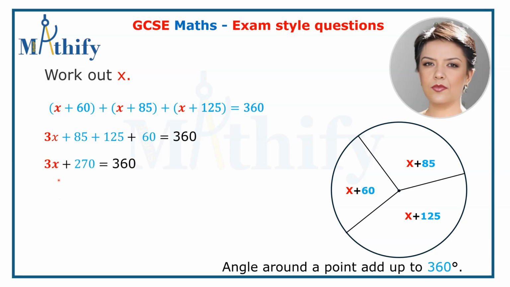We need to make x the subject, so we will move the plus 270 to the right side to make it minus 270. So 3x is equal to 360 minus 270, that's equal to 90. 3x is equal to 90. We need to make x the subject, therefore 90 divided by 3 is equal to 30. So our final answer is x is equal to 30 degrees.